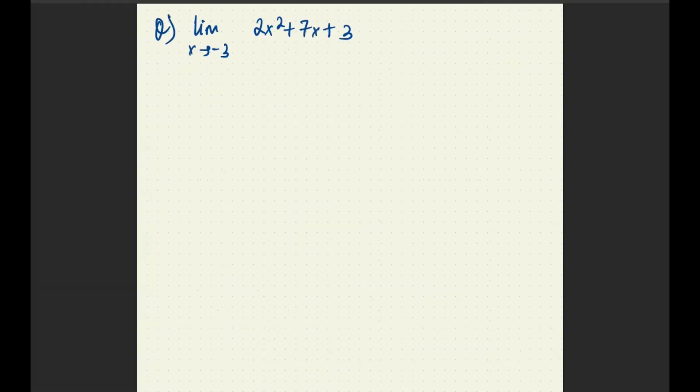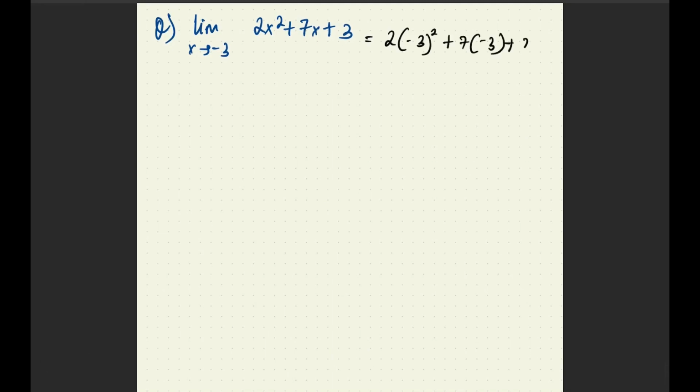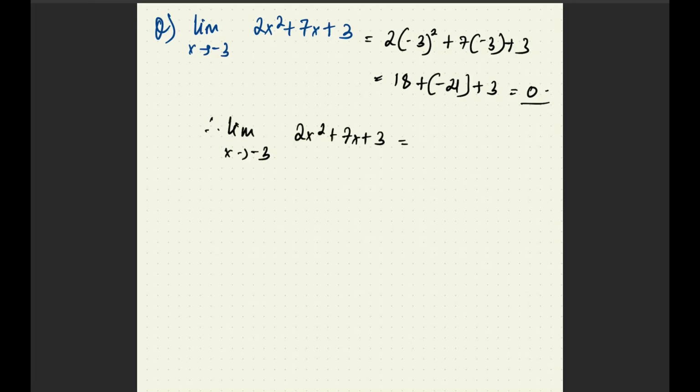Let's try and solve this other example. So we're going to plug in first. So we're going to have 2 multiplied by -3 squared plus 7 times -3 plus 3. So this is 18 plus -21 plus 3, and that basically gives us 0. So in this case, 0 by itself is not an indeterminate form, right? So that's it. The limit as x approaches -3 of our function is equal to 0. No problem at all. Remember that 0 by itself is fine, but 0 over 0 is the indeterminate form.